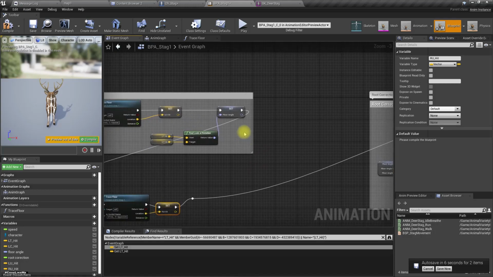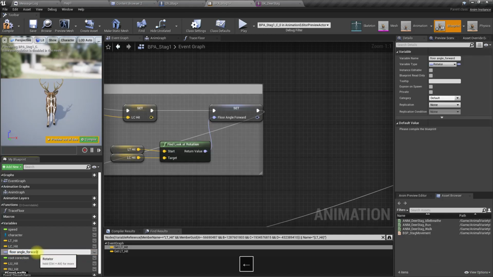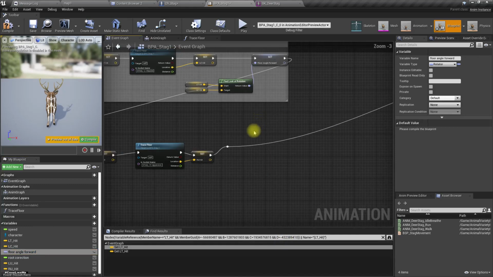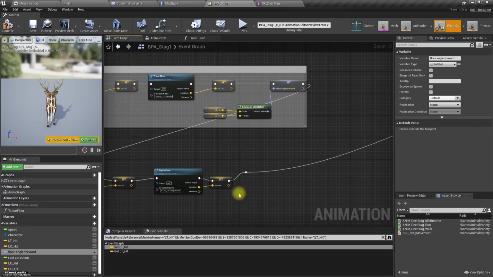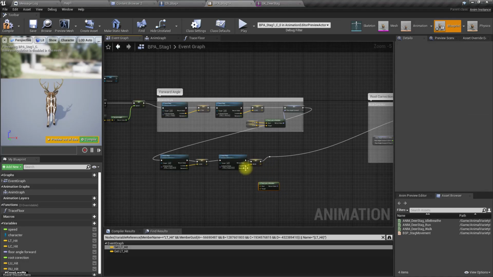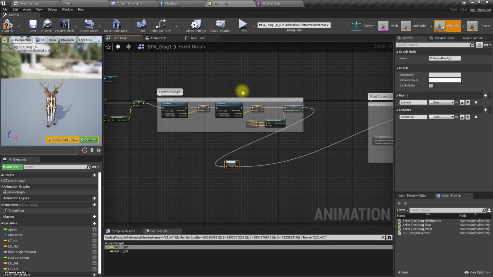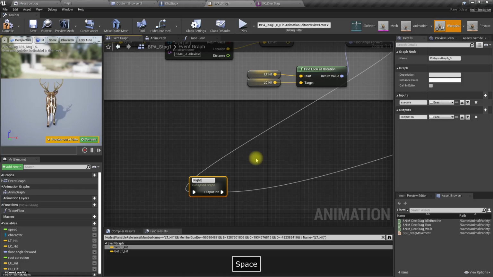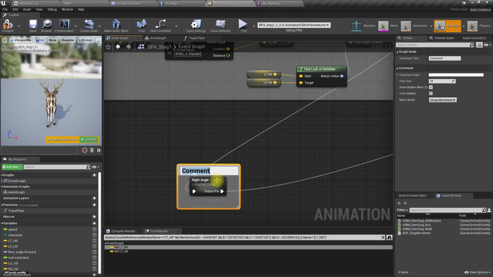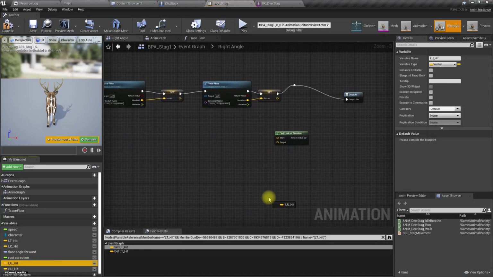Right. Let's rename this to flow angle forward. And let's do another find look at rotation. Shall we collapse this part? It's easier. Let's call it forward right angle, from left upper arm to right upper arm.